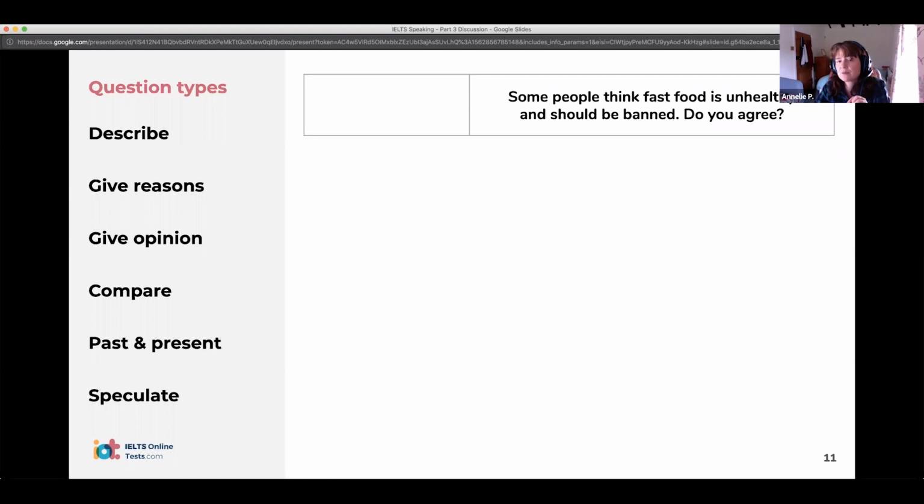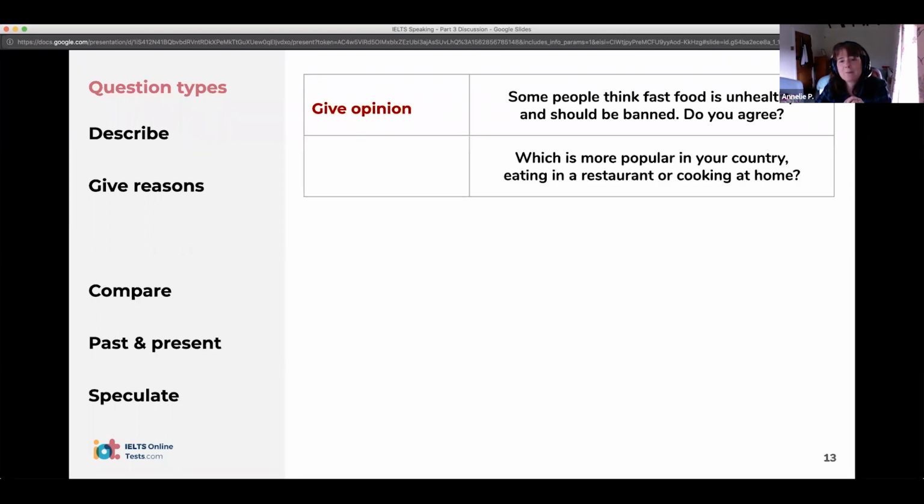So what about the first one? Some people think fast food's unhealthy. Okay, very good. Yeah, okay, so that's giving an opinion. Probably the most common one is asking for your opinion. Okay, what about this one? What type of question is that? Which is more popular? Okay, very good. So comparing two different things, home and restaurant, city and countryside, men and women, very, very common question.